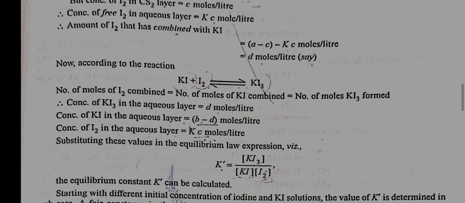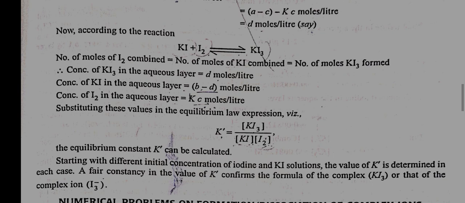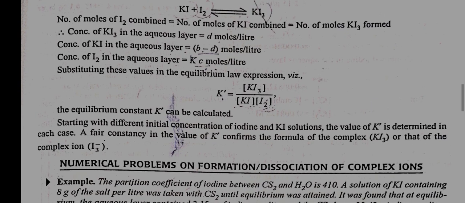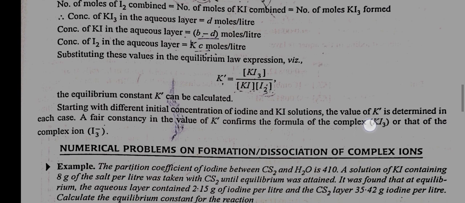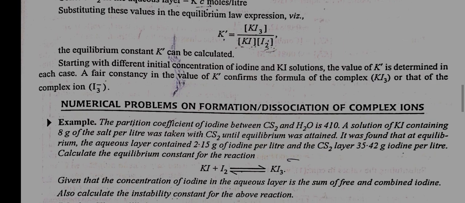Now according to the reaction, KI plus I2 give rise to KI3. Number of moles of I2 combined is equal to number of moles of KI combined, equal to number of moles of KI3 formed. Concentration of KI3 in the aqueous layer is equal to D mole per liter. Concentration of KI in aqueous layer is equal to B minus D mole per liter. Concentration of I2 in aqueous layer is equal to KC mole per liter. Substituting these values in the equilibrium law expression, K prime is equal to KI3 divided by KI into I2, the equilibrium constant K prime can be calculated.